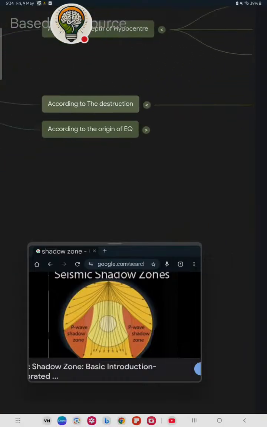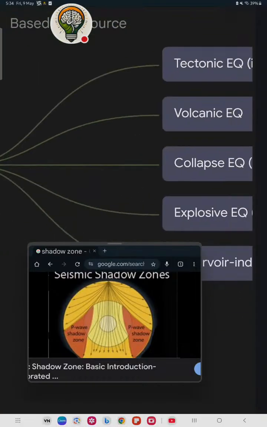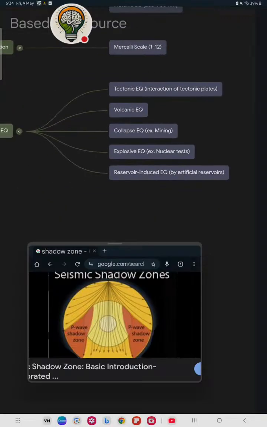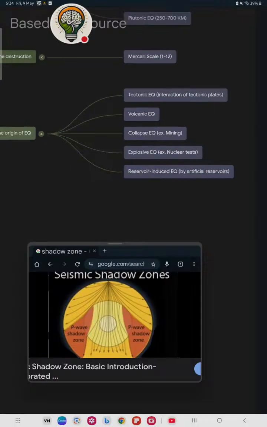Then according to the origin of the earthquake: the tectonic earthquake, from interaction of tectonic plates; volcanic earthquake; collapse earthquake, like in mining; explosive earthquake, like nuclear tests; and reservoir-induced earthquake, caused by artificial reservoirs, like China building the Three Gorges Dam on the Yangtze, altering the tectonic activity.